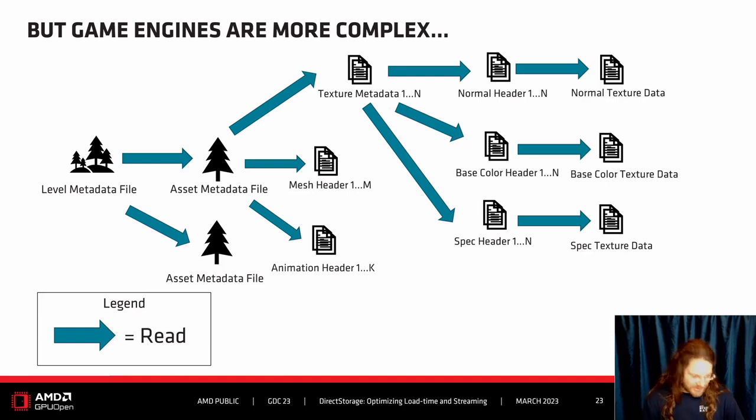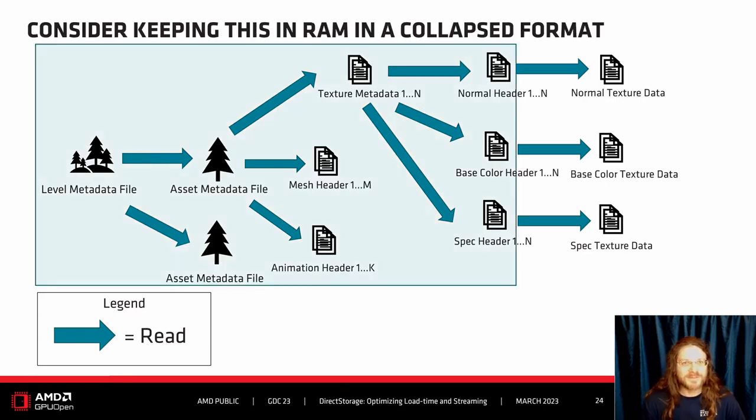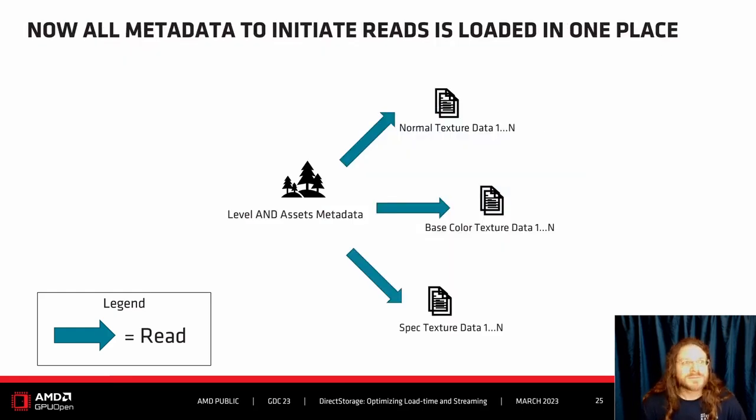But we really want to reduce these complexities as much as possible, or at least store as much of the data ahead of time in a collapsed format in a table in memory, such that we can access the normal texture data or the base color texture data or any texture data as quickly as we can, without having to read all the headers in or the metadata for those headers in at once. And that way, when we load a level, we can also load the metadata for the assets at the same time in parallel, and then finally make all the requests for all the data we need in giant batches.